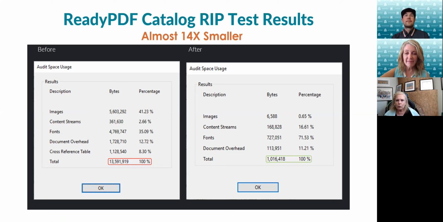So imagine when you're creating these personalized catalogs where you really have to rip every copy of it because they are personalized, what that does. It reduces your storage, it reduces your transmission time. So I think that's a brilliant story.